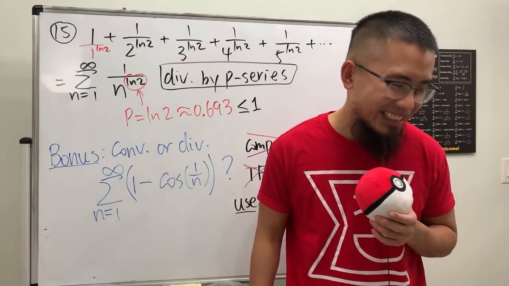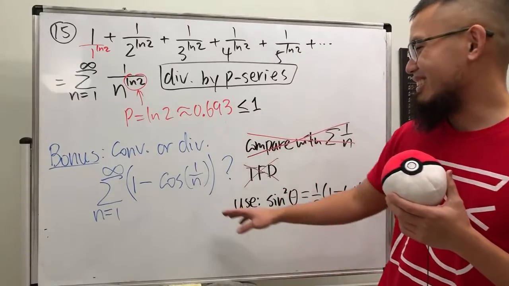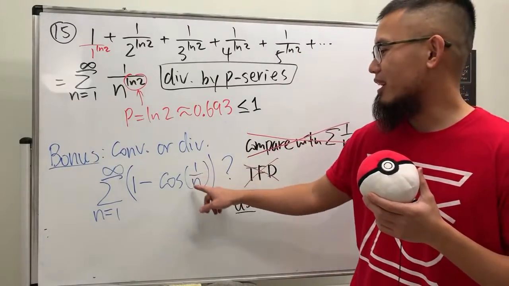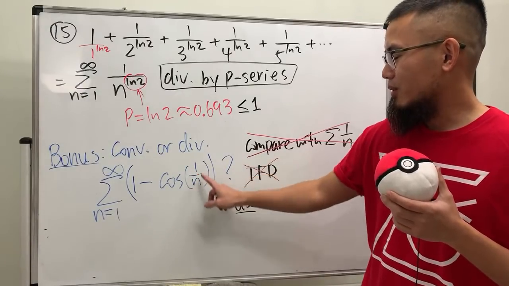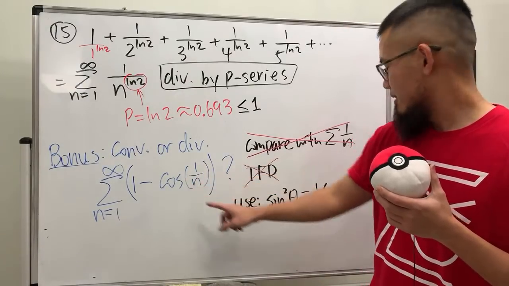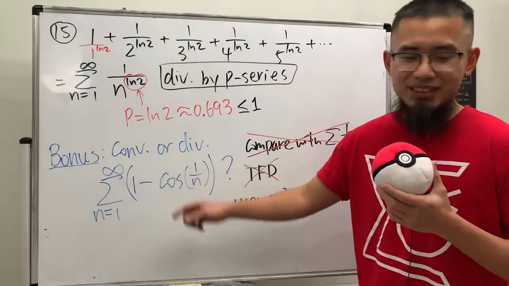No, it's not sine of infinity. It's not like that, because remember, you have to look at theta. 2 theta, you make it equal to 1 over n, just like that.